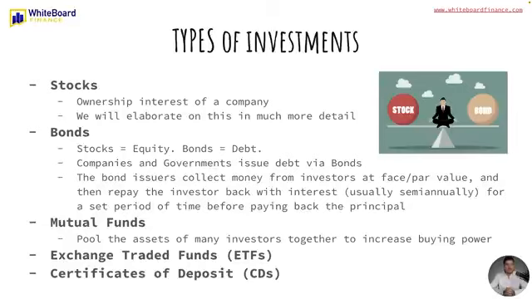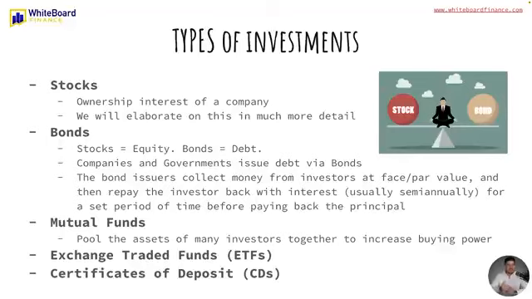So moving on here, we have different types of investments. So there's stocks, there's bonds, there's mutual funds, there's ETFs, there's CDs. I'm sure you've heard of a lot of these, but what do they really mean? So very simply, this is just a high-level overview, and then we'll dig a little bit deeper later in the video. Stocks are just an ownership interest of a company. So we're going to elaborate on this much more in detail.